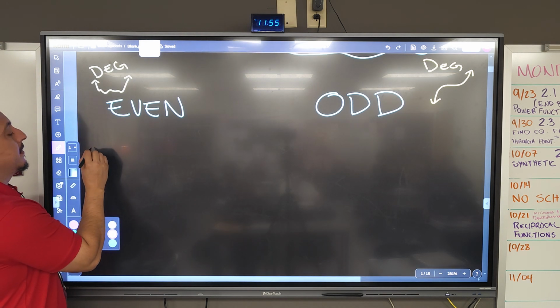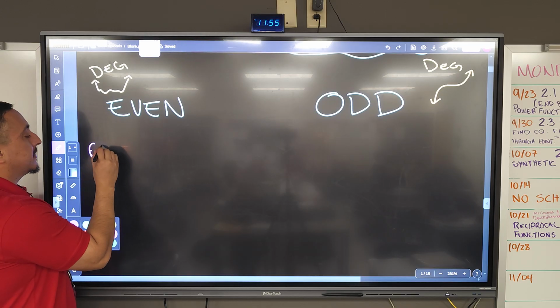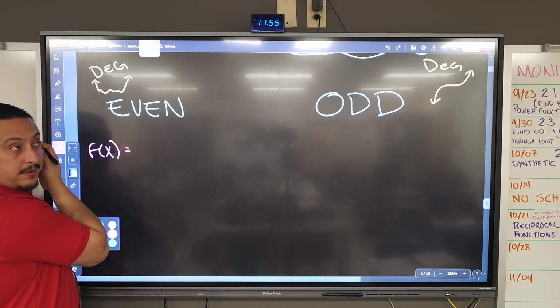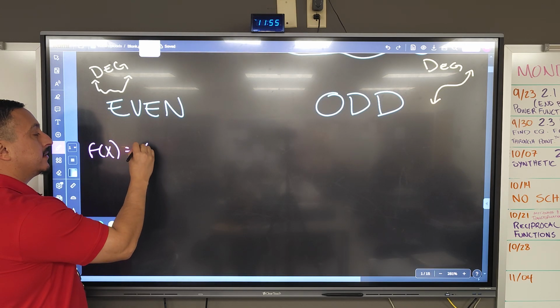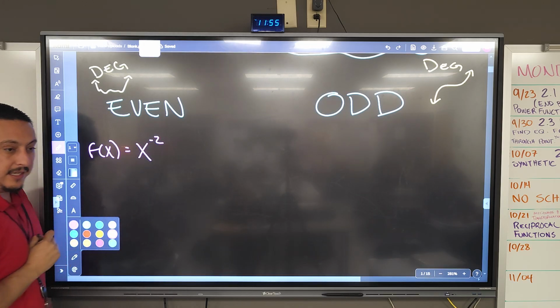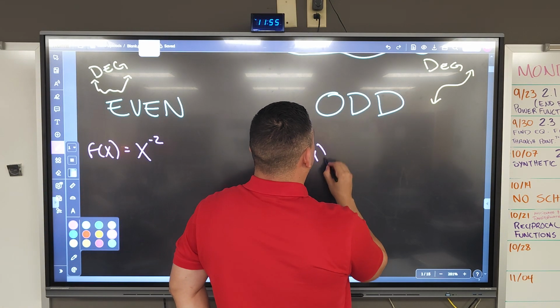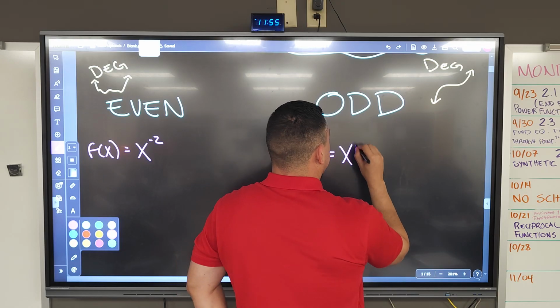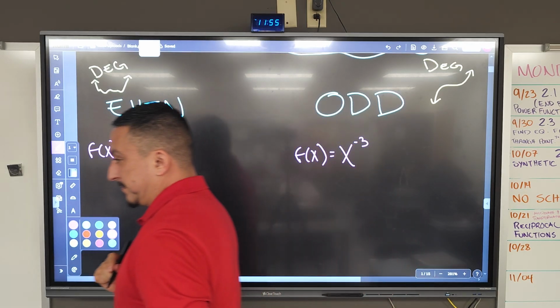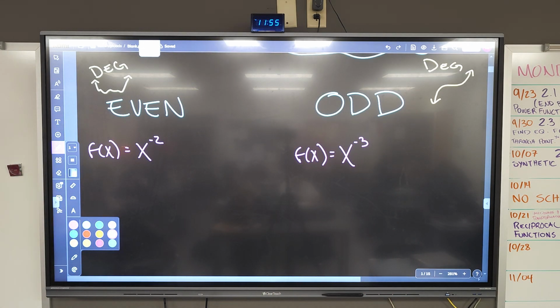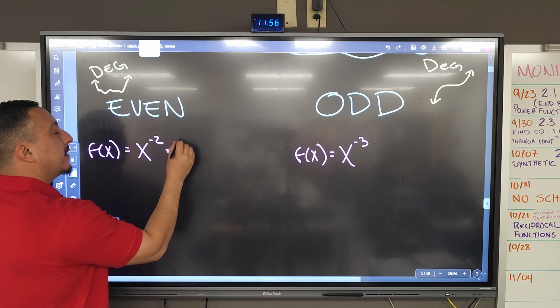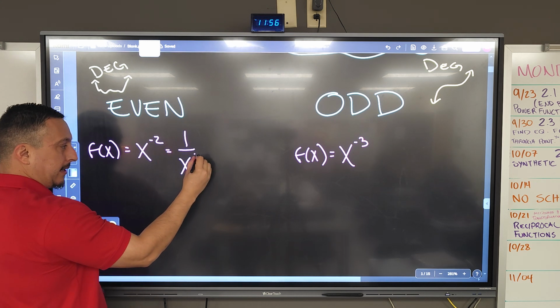Let's do f of x equal x to the negative 2, that's an even. And then this one we'll do f of x equal x to the negative 3. Odd, even, okay, that's what I mean. It's not a parabola and it's not the S because they're negative.